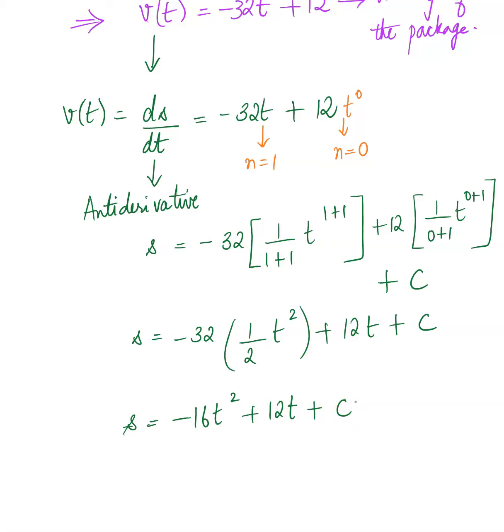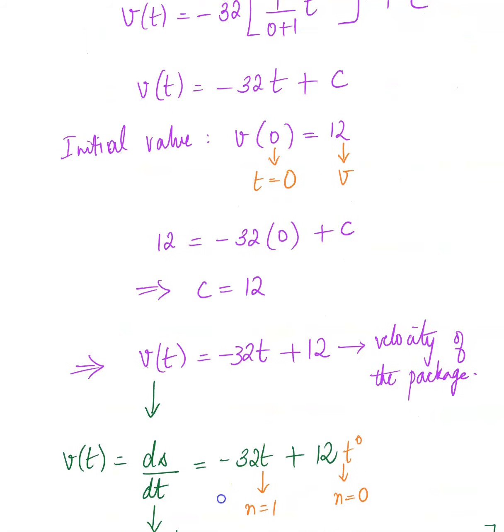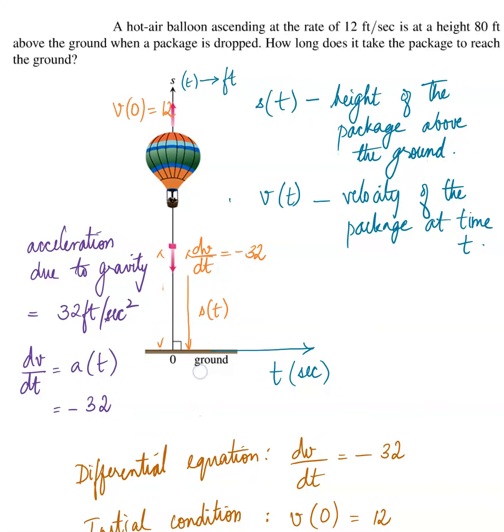So how do we find the c here? Because there we got the v and the t. The initial value for v was v of 0 equals 12 feet per second. So I want to take you back to the question quickly. Do you see any other hint? We used the 12. We didn't use the 80. What is the 80? 80 is the height of the balloon from the ground when the package is dropped. So the package is dropped from a height of 80.